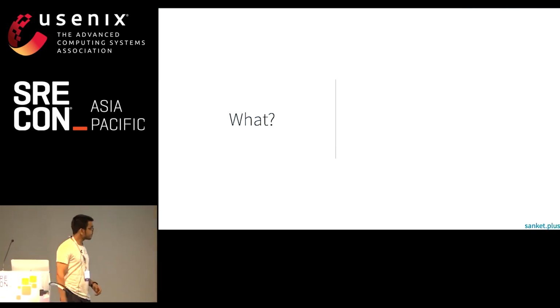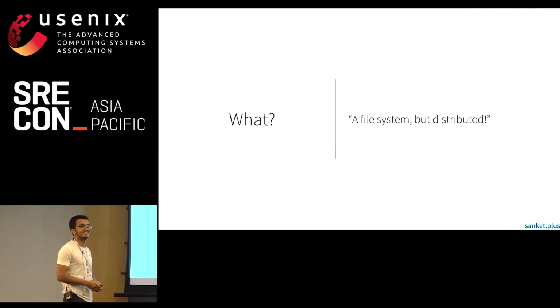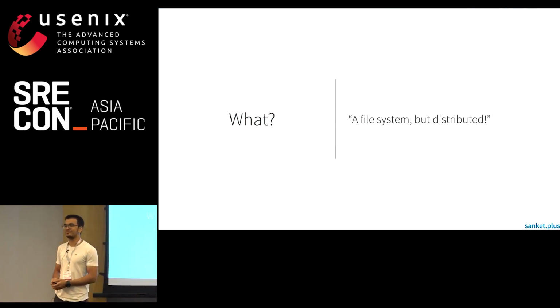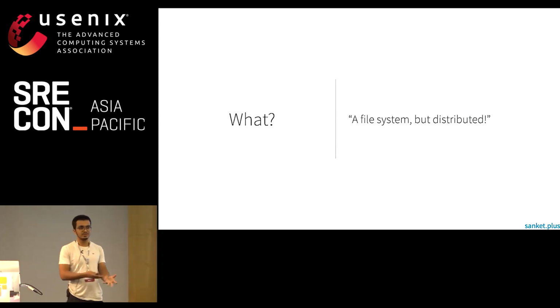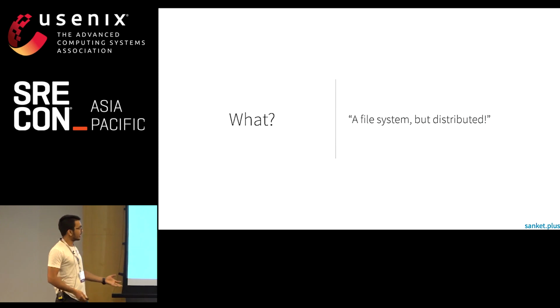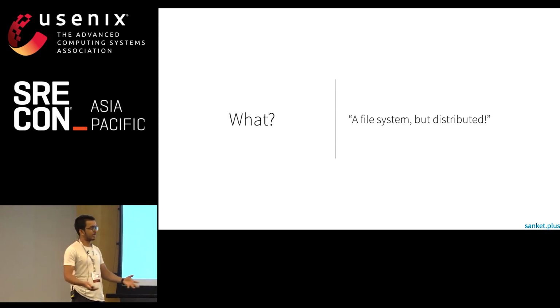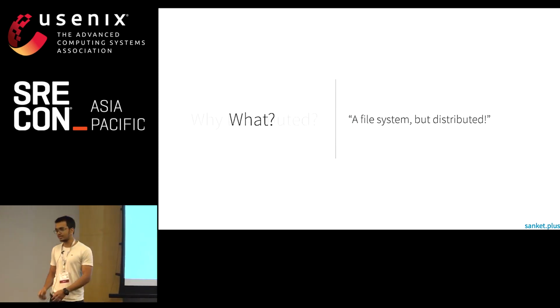Now, what is it? A file system but distributed. Now, you may ask, distributed, but distributed across what? Across disks, across hosts, across data centers, across geographies. In this case, it will be distributed across a network of hosts. We'll see how it looks.